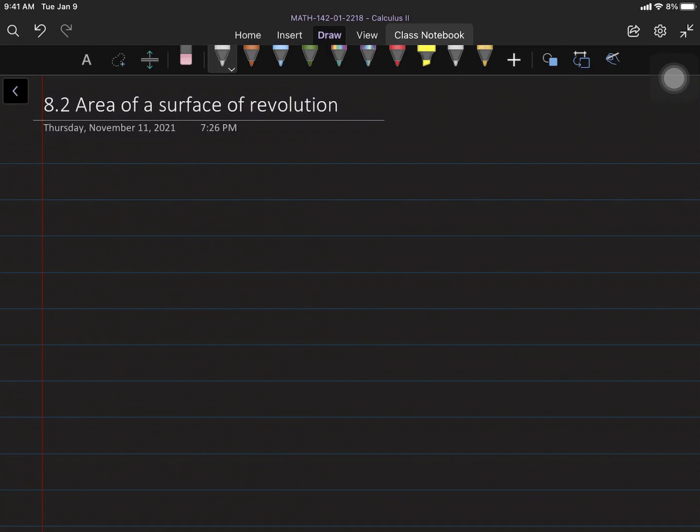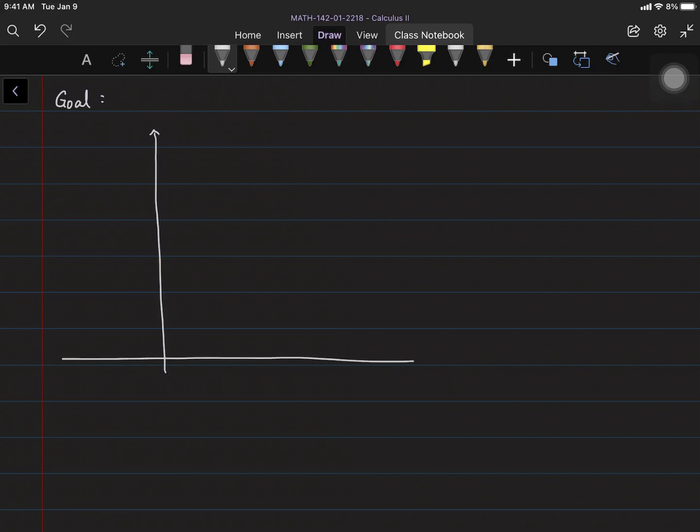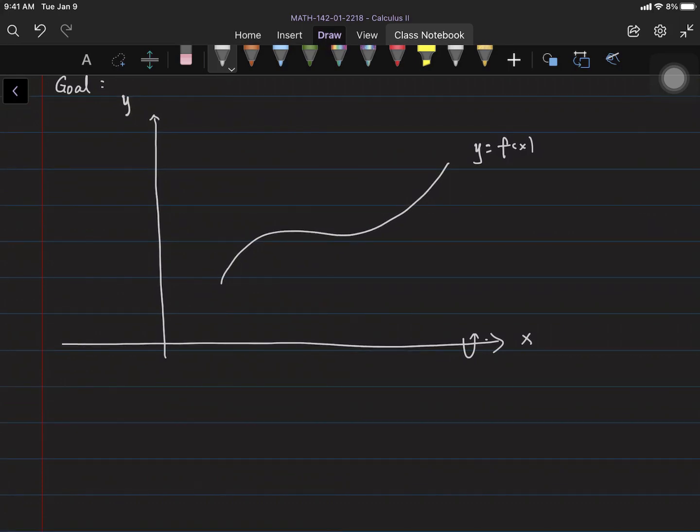Hello everyone. Today we are going to learn 8.2, area of a surface of revolution. So firstly, I'm going to draw a graph and let you know what we are going to do today. Same as before for the revolution, we have a function, for example y equals f(x), and we rotate this about, for example, the x-axis, and we get a revolution that looks like this, right?